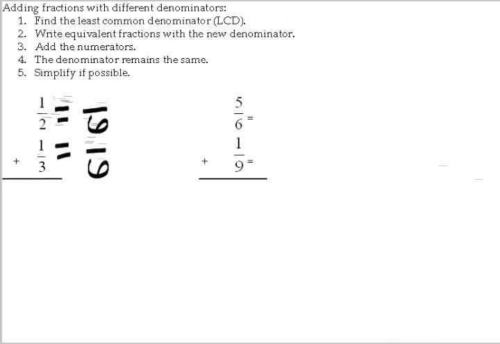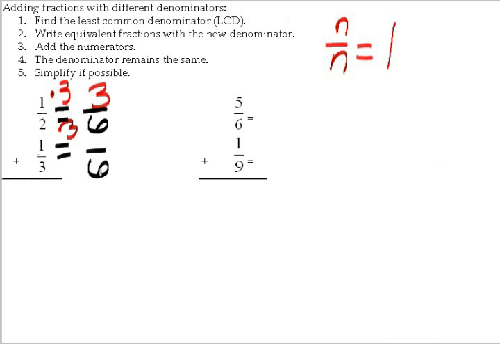Then we need to write equivalent fractions with the new denominator. So we look across horizontally and say, okay, what do we do to 2 to get 6? We multiplied by 3. So we have to do the same thing to the numerator. What we're really doing here is multiplying by 3 over 3. And remember that any number over itself equals the whole number 1. So our fractions will be equivalent. So 1 times 3 is 3. So 1/2 equals 3/6.